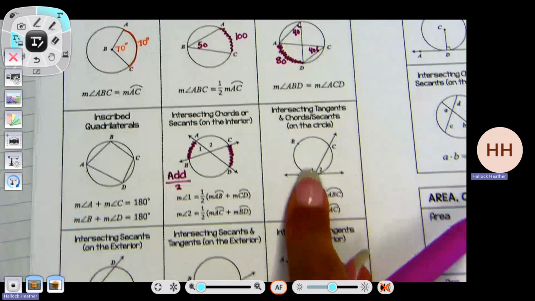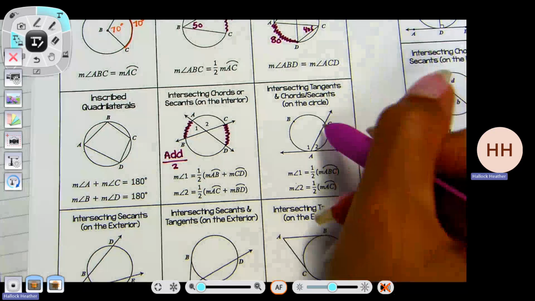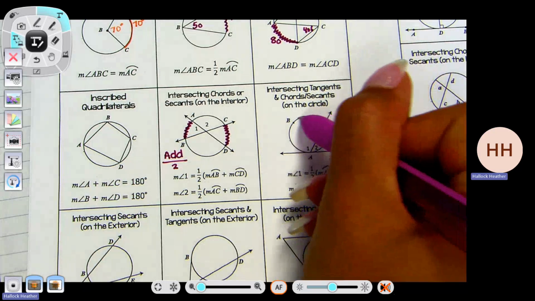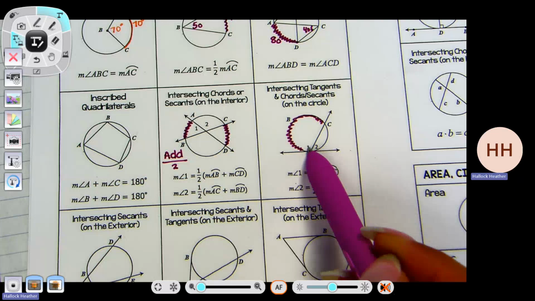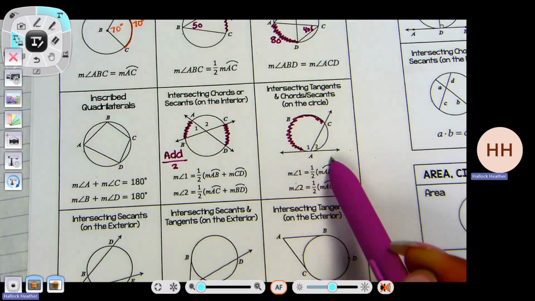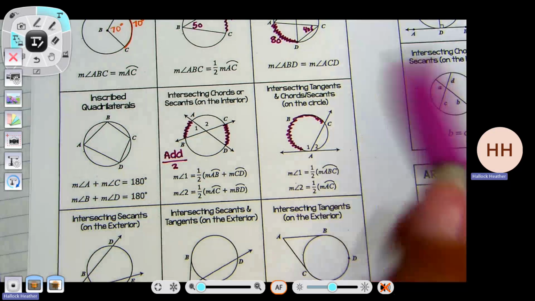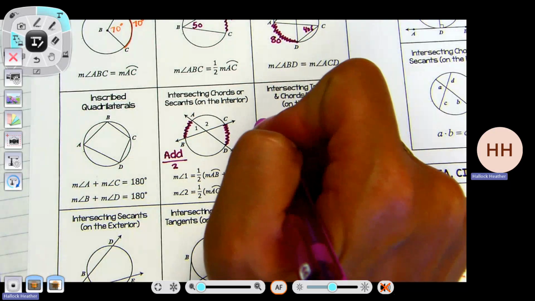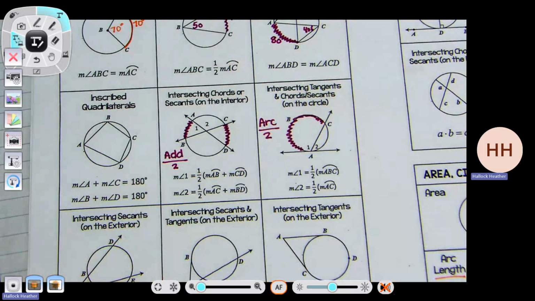If you don't have another side, so if I look at angle 1, I have this big arc that it opens up to. Vertical angles, if this line continued, would be over here. There's no arc over here because it's a tangent line. So there is nothing to add to it because there's nothing on the other side. So this one, we're just going to take the arc and we're going to divide by 2. So that one, we don't even have to add. We're just taking whatever it is. We're dividing by 2 to find the angle.